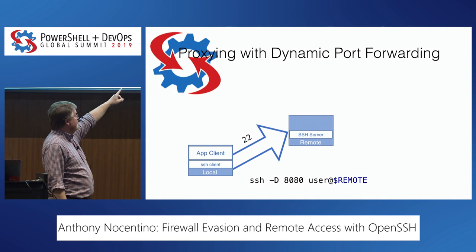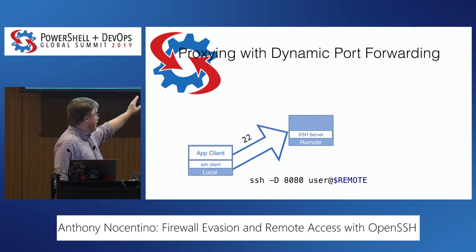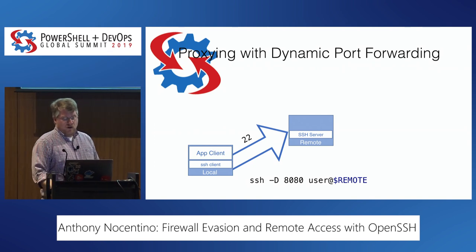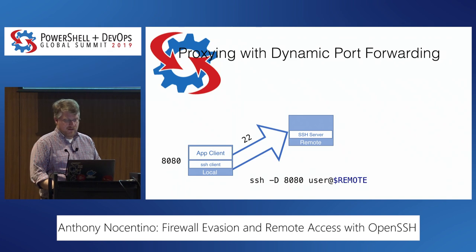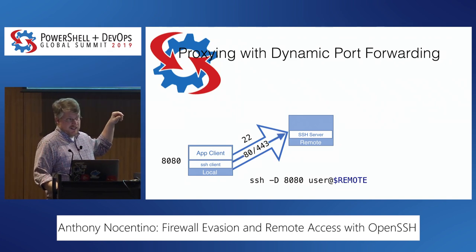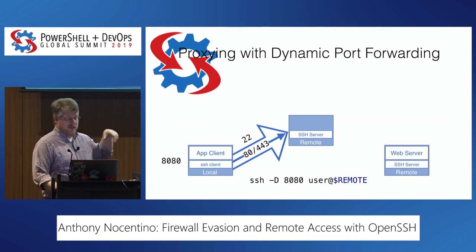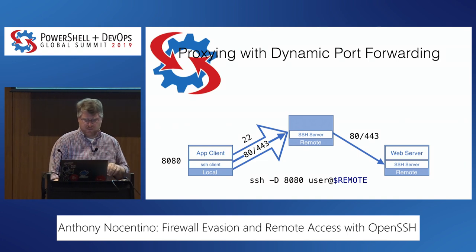So SSH minus D for dynamic port forwarding. I then specify a port 8080, and I authenticate to that remote host. What that's gonna do is open a local socket on this local machine here. Now, I can use any web browser, point it to that socket as a SOCKS proxy, and connect to an arbitrary host on the network however I want to move forward.